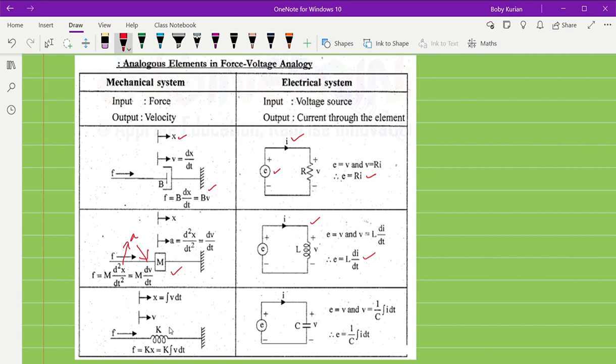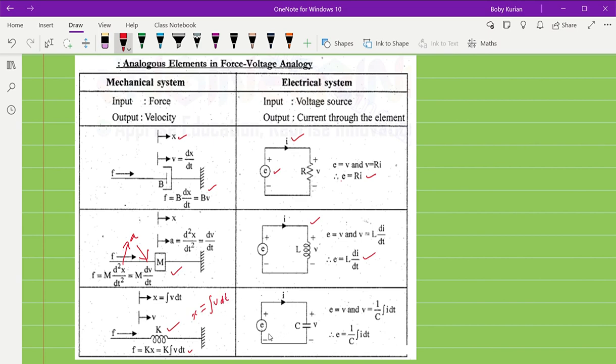Thirdly, we can consider a spring with a spring constant k. Then the opposing force will be equal to k into x, or k into integral v dt. So instead of x, we put integral v. The displacement is the integral of velocity, integral v dt. Okay.